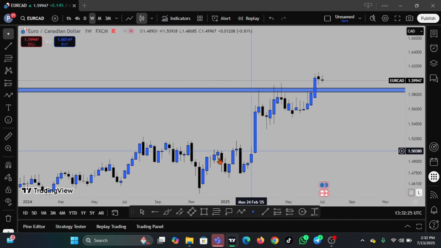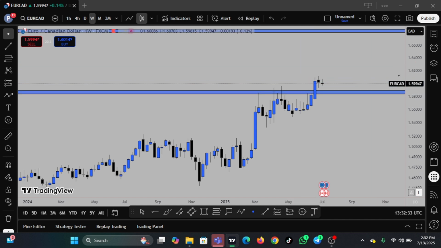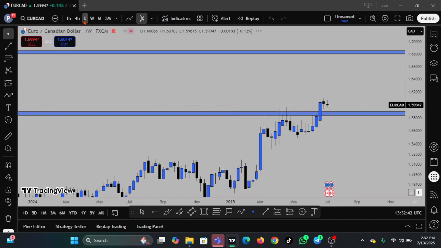And on the weekly charts, we are seeing structure that is moving in the upward direction, telling us that yes, we are still working in the right path. So probably we may see some retracement back into this region before we see that surge to the upside.